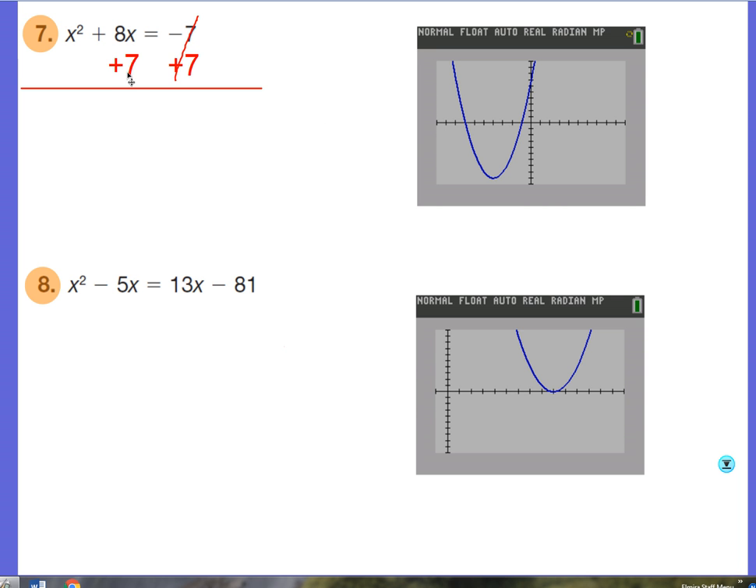Now, 8x and 7 can't combine because they're not like terms, so we just write it out as a quadratic. x squared plus 8x plus 7 equals 0. And then we factor that. Now, some of you are able to say in your head, okay, so what value for x here plus 7 would make a 0?